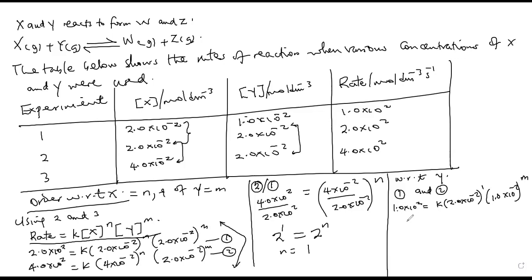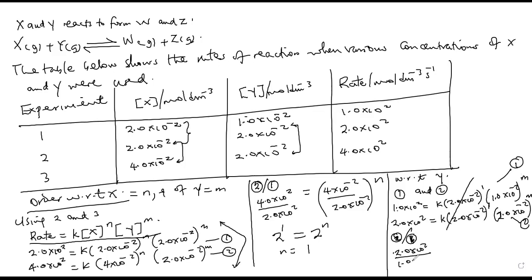Then another one for experiment 2, you will have 2.0 exponent 2 is equal to concentration of a, 2.0 times 10 to the power negative 2 raised to the power 1, because we already got the order, times 1.0, 2.0 times 10 to the power negative 2 to the power m. When you divide, if this is equation 1 and this is equation 2, when you divide 1 and 2, these ones will cancel. So when you divide 2 by 1, we are going to have 2.0 exponent 2 over 1.0 exponent 2 is equal to 2 exponent negative 2 over 1 exponent negative 2, everything to the power m.